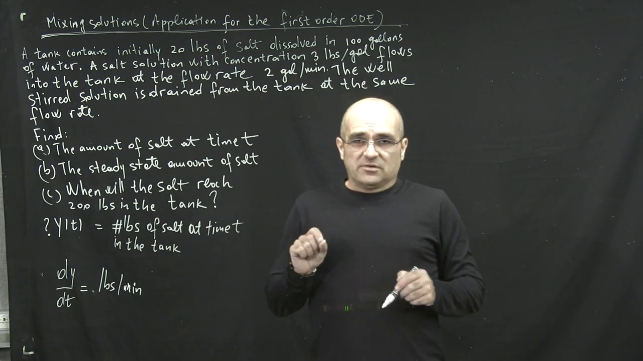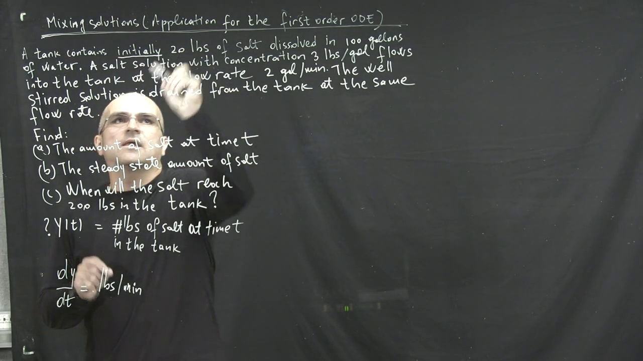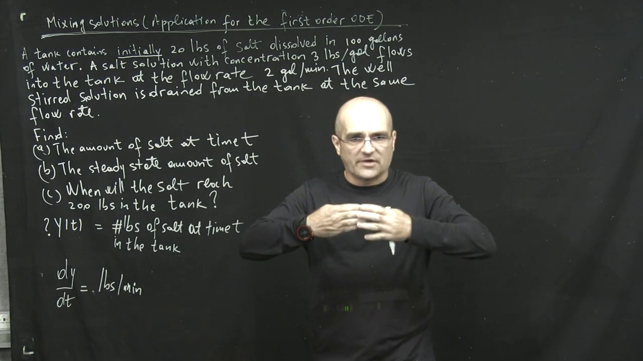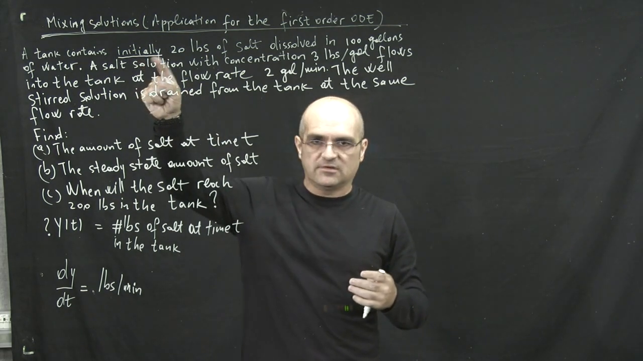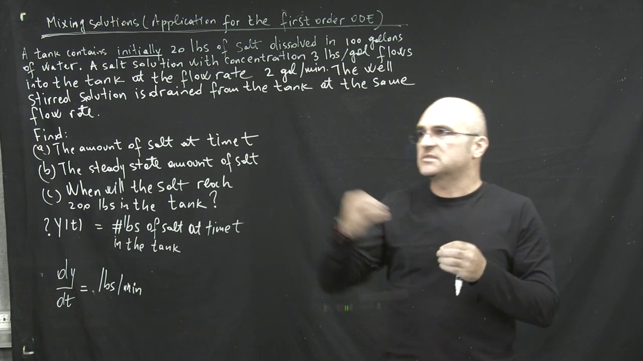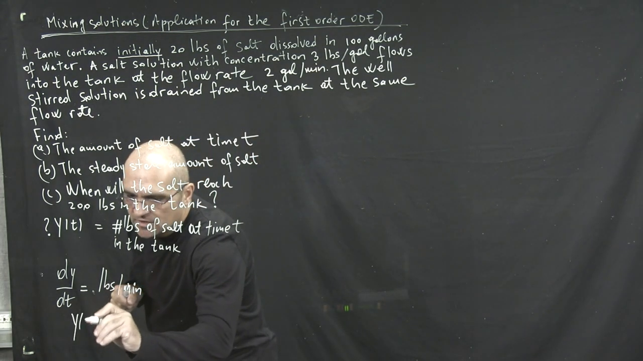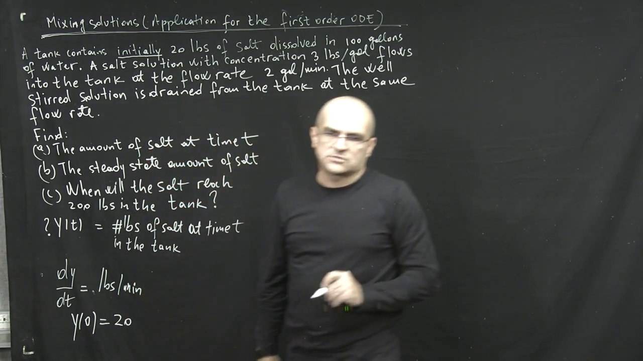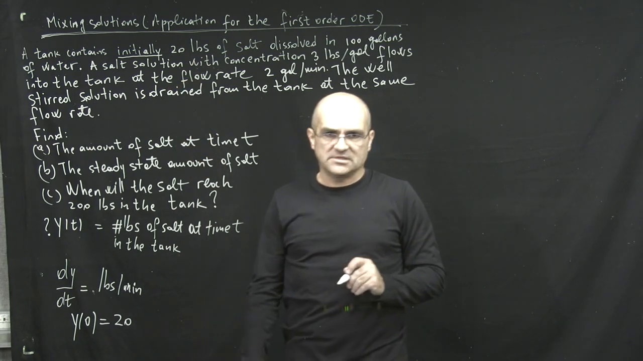Let's also pay attention to the keywords here. The tank contains initially something. That is going to be an initial condition in the problem, not part of the differential equation. Once you establish a differential equation, whatever information is given with the word initially is part of the initial condition. In other words, the amount of salt at time 0. So I can actually already write it down here. Mathematically, initially, I have 20 pounds. That means y of 0 equals 20. That's the math translation of the first phrase in the problem.